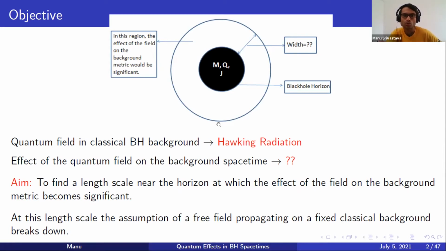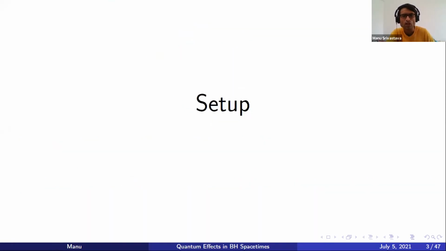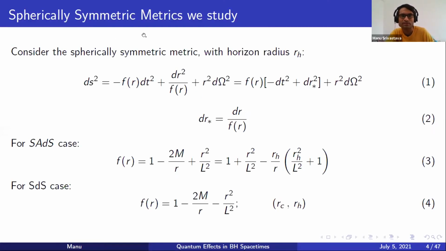So the aim is to try to estimate this width somehow, and I'll describe the process. The setup for our work is that we study only spherically symmetric metrics of the form given in equation 1, which is minus f(r) dt squared plus dr squared by f(r) plus r squared d omega squared, where d omega squared is just the two-sphere, and it can be written in terms of the tortoise coordinates as in the second part of equation 1.